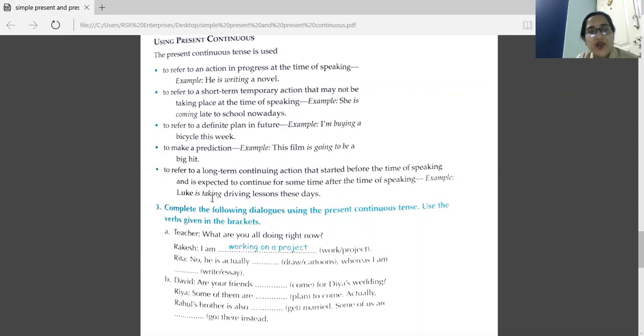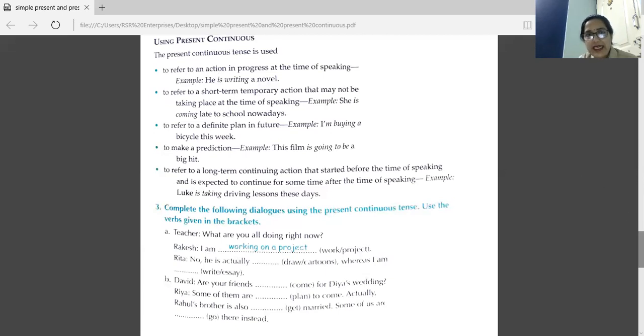So in a sentence, you have to see the verb. If you see this structure, is, am, or are, and with that a present participle, that means it is present continuous tense. Okay. So these are the uses, or where you can use present continuous tense. I hope it's clear to all of you.